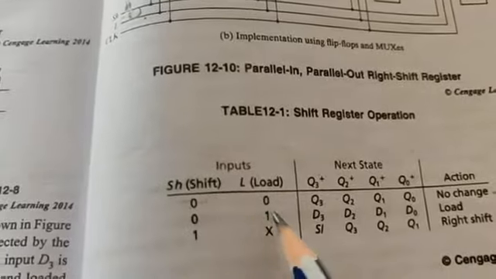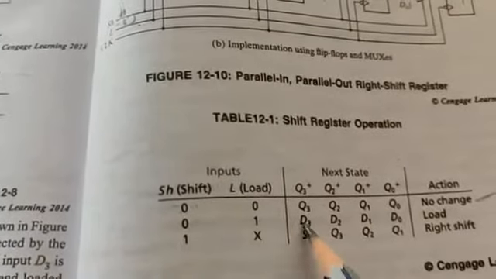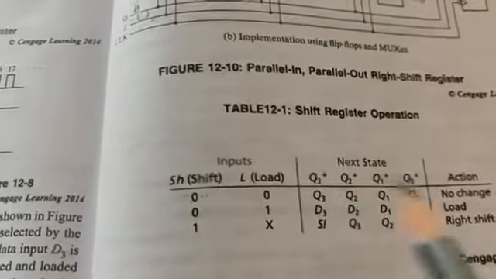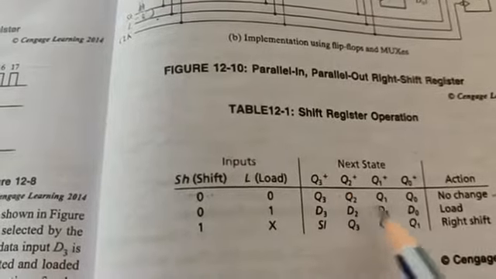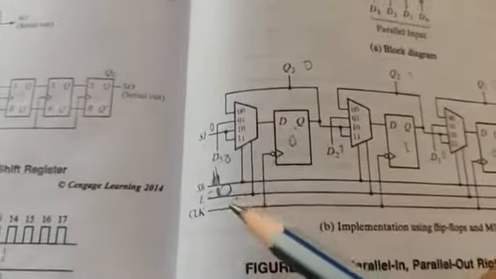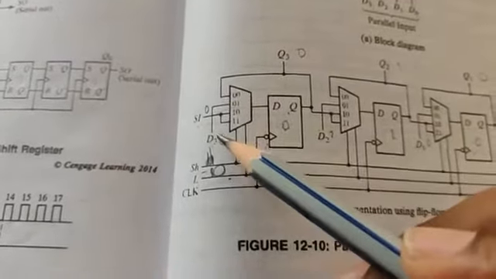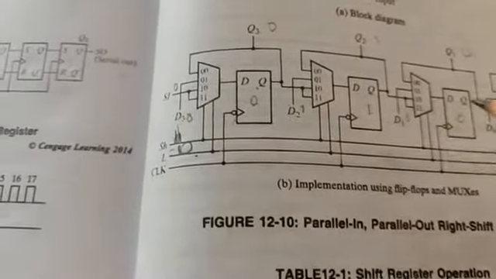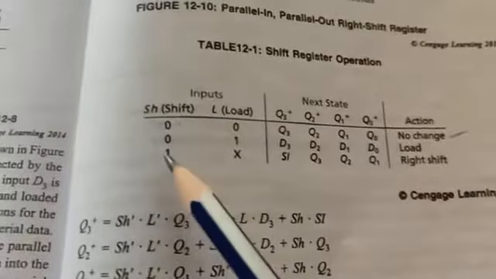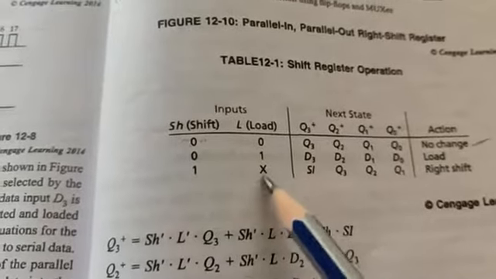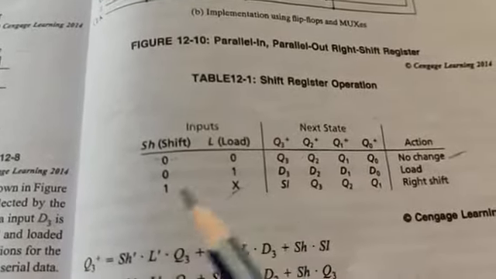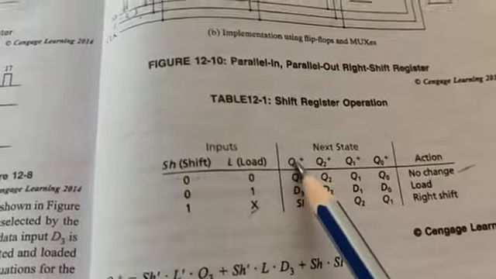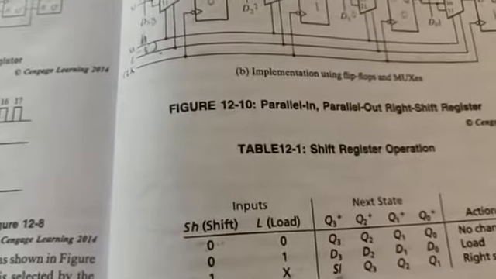When the shift is 0 and load is 1, it accepts the data from D3, D2, D1, D0. The output will be D3, D2, D1, D0. I just told you. Okay. When the shift is 1 and load is a don't care, meaning it can be 0 or 1, not a bother, Q3 accepts from the serial input.